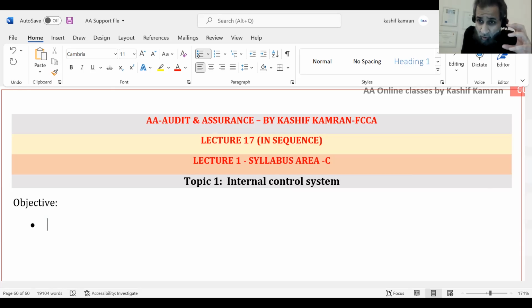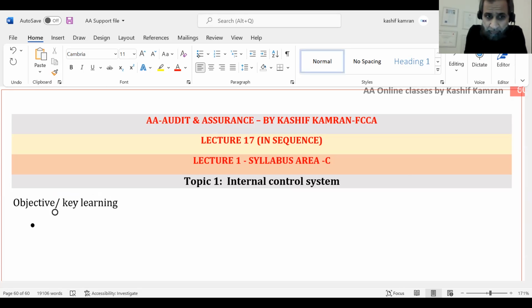If the controls are strong, the risk of material misstatement goes down, because we know the inherent risk and the control risk together are known as the risk of material misstatement from syllabus area B. So when you are understanding the internal control systems in an organization, you should also try to understand their importance, the benefit of them to the external auditor. So what is the objective, or key learning, from this first topic?